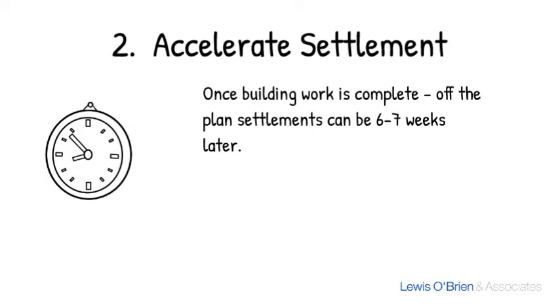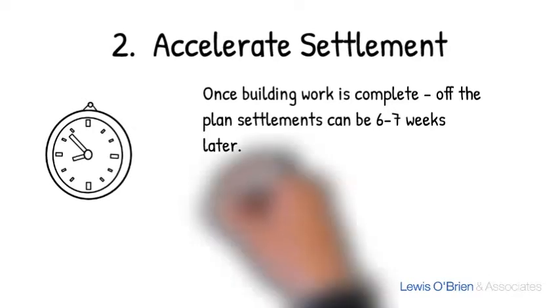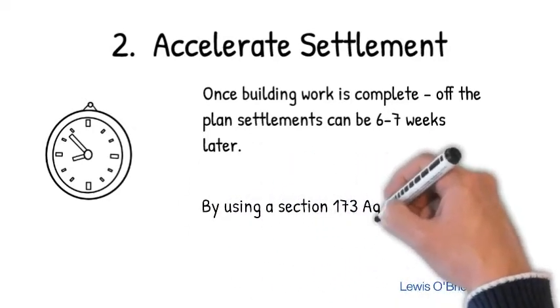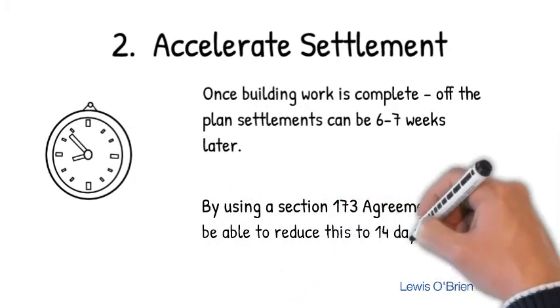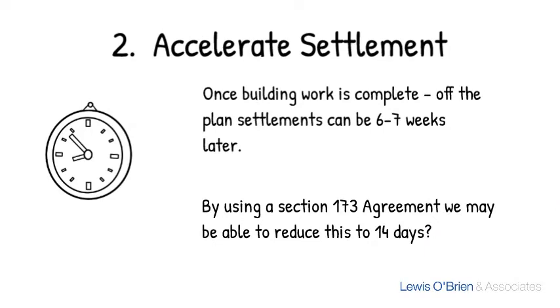On the other hand, we may be able to get council to approve the subdivision before the building work is complete by using a Section 173 agreement. Granted, there will be some time dealing with compliance and documentation, but if we can do this while the building work is being undertaken, it's not blowing out our settlement dates under the off-the-plan contracts. We may therefore be able to settle 14 days after building work is complete and save a month or more of holding costs.